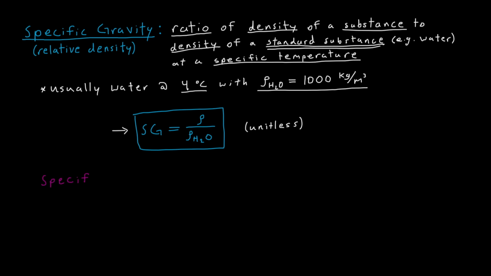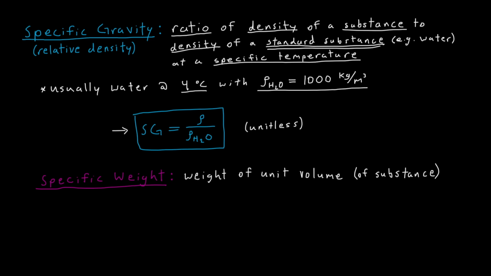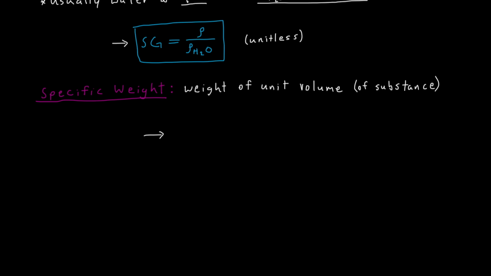Moving on, we also have specific weight. And specific weight is basically the weight of the unit volume of a substance. And the formula for this is gamma sub s equals rho times g, where rho again is the density and g is the acceleration due to gravity. And the SI units are newtons per cubic meter.